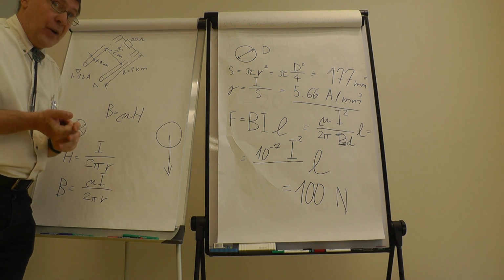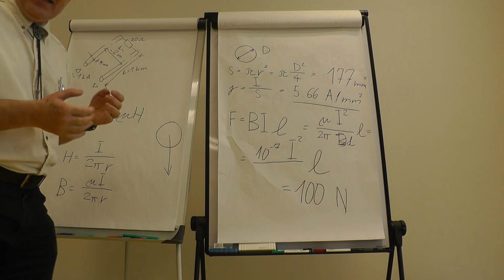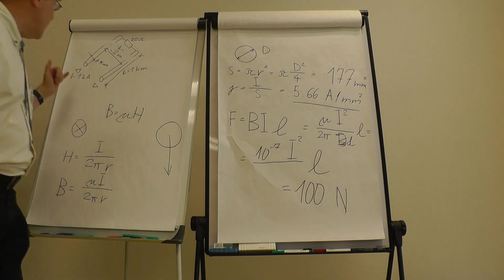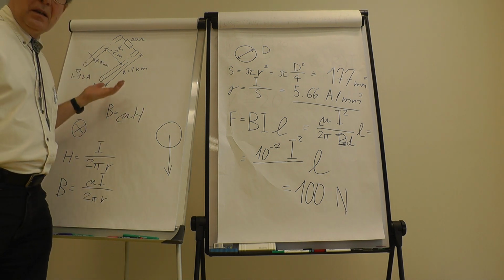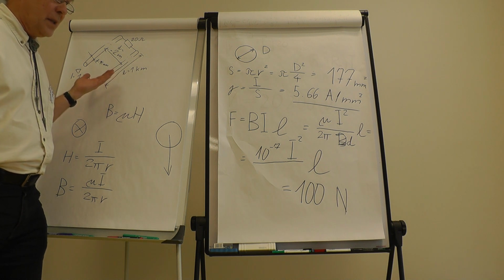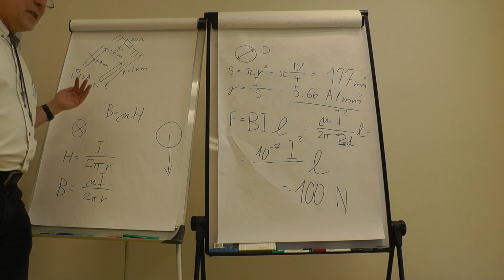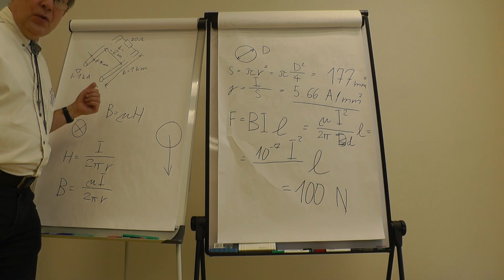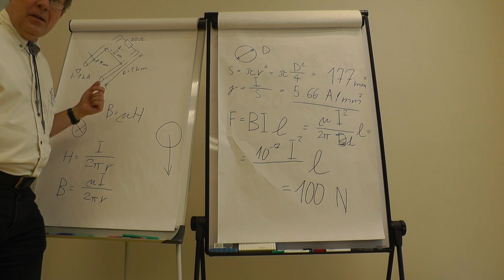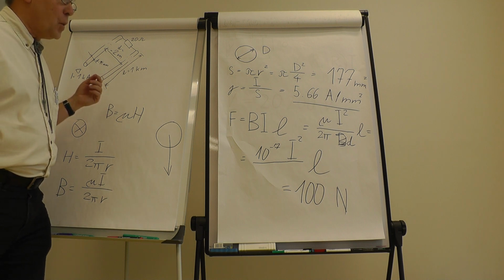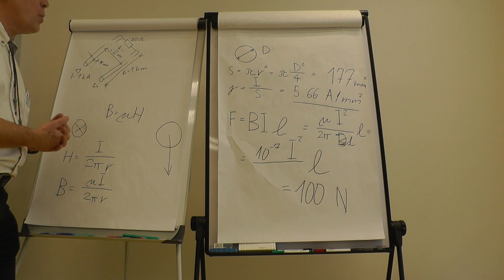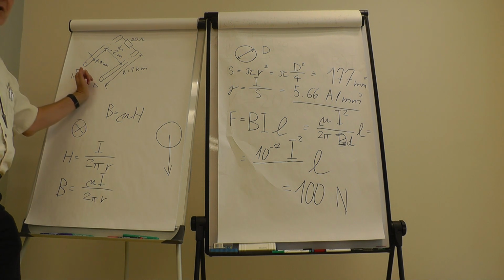Now we have three questions. First, what is the current density in those conductors, provided that the line is loaded with 1 kiloampere? Second, what is the force due to magnetic field that affects those two conductors? And the third question, what is the input voltage of the line?